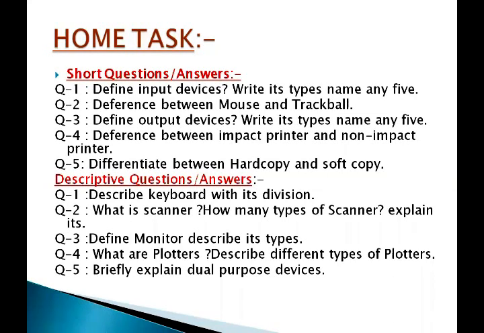Descriptive question answer. Question number one, describe keyboard with 8 divisions. Question number two, what is a scanner? How many types of scanner? Explain it. Question number three, define monitor, describe its types. Question number four, what are plotters? Describe different types of plotters. Question number five, briefly explain dual purpose devices.